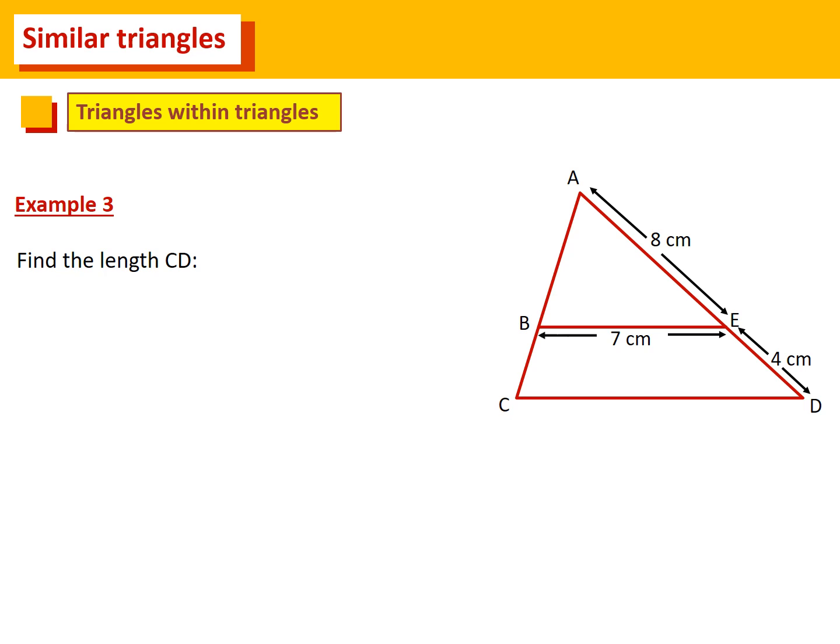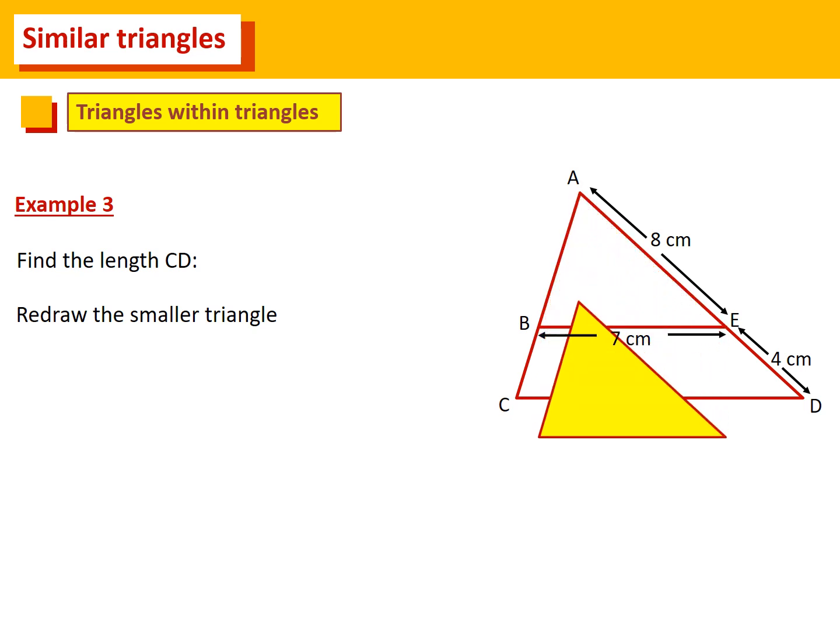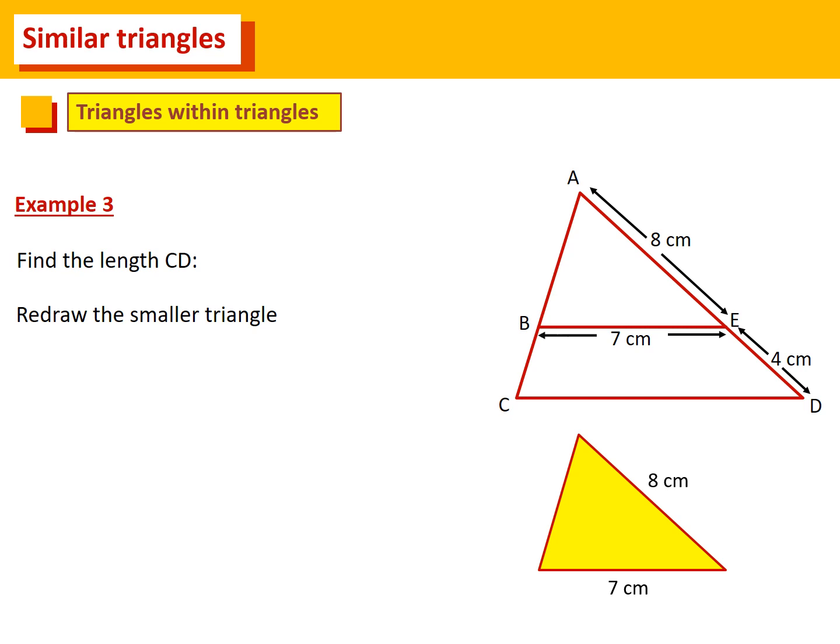Sometimes we have a question where we have a triangle within a triangle, and I would advise you to redraw the smaller triangle outside of the larger one as follows. Mark on its lengths and vertices, and then in the larger triangle, let's get rid of the 7 centimeters, we don't need it, and the lengths 8 centimeters and 4 centimeters, let's just put together as 12 centimeters.